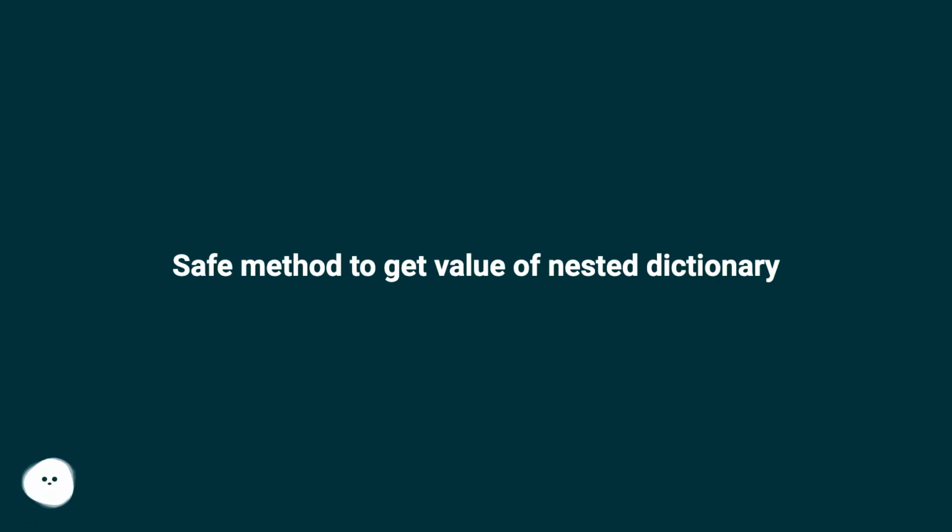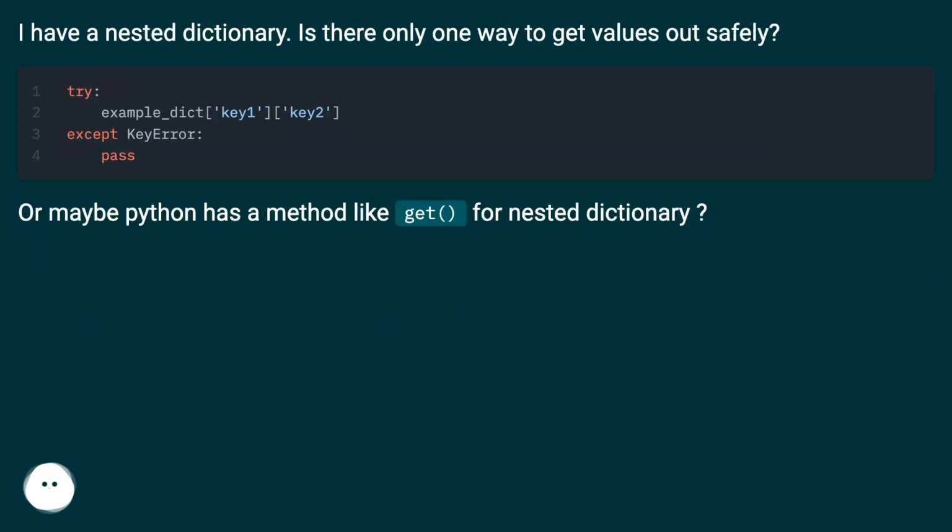Safe method to get value of nested dictionary. I have a nested dictionary. Is there only one way to get values out safely? Or maybe Python has a method like get for nested dictionary.